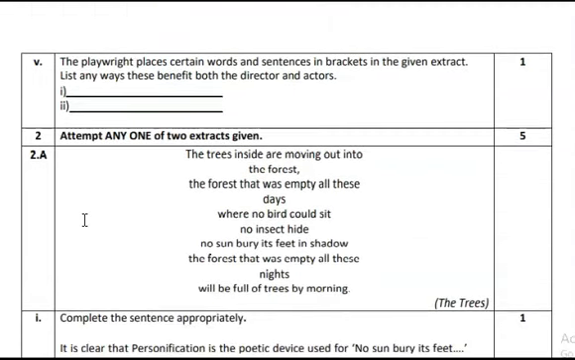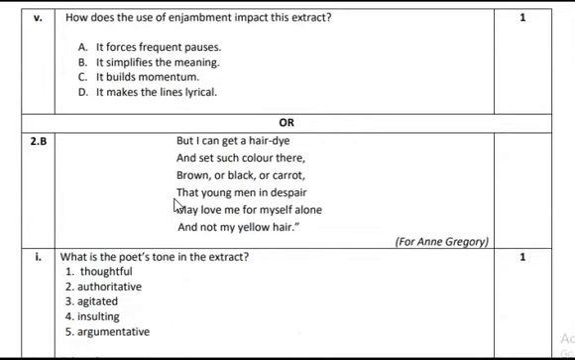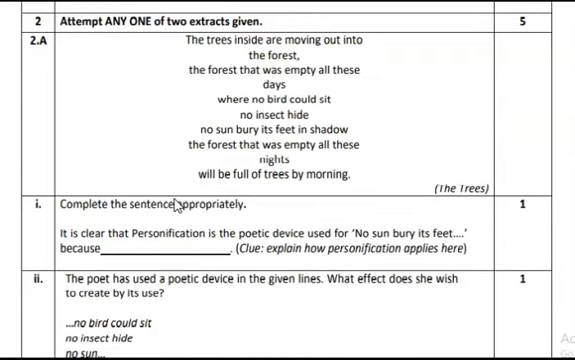Now again you have 2 extracts. One is from The Trees and the other is from For Anne Gregory. Of course, if you have to choose one of the 2 extracts, you apply the same strategy. You attempt the extract that you find easier to do. I repeat, easier to do. Let us understand which one is easier to do. Let us read the extract and then do the questions so that you can understand the difficulty level of each extract.